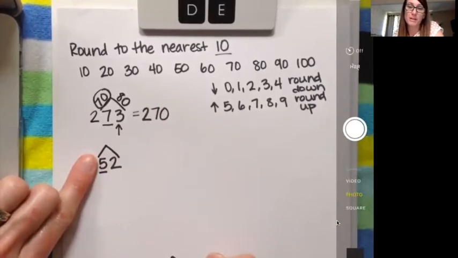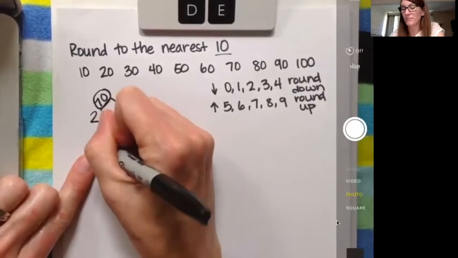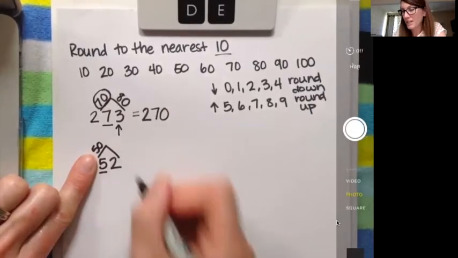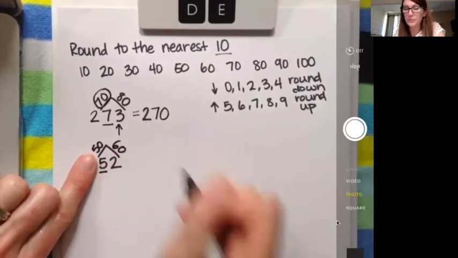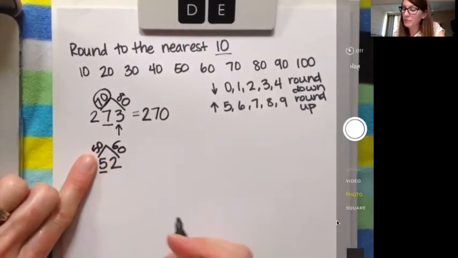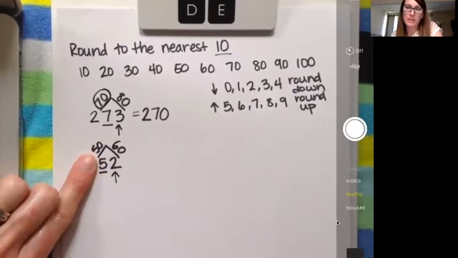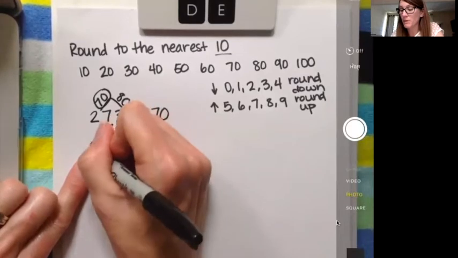I'm going to think to myself, okay, what's my 10 that comes before 52? That's right, it's 50. And then what's my 10 that comes after 50? That's right, it's 60. Now I'm going to take a look at my ones place, the 2. Does 2 tell me to round up or round down? That's right, it makes me round down. So I'm going to pick that smaller number. I'm going to put a circle around it.